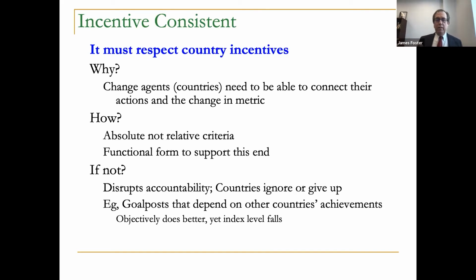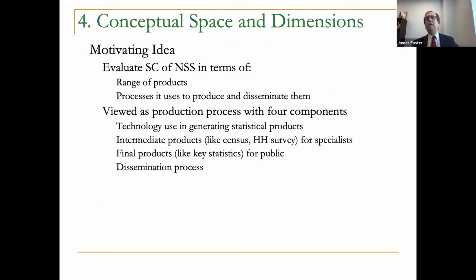There have been many cases where the goalposts change on countries and they say, forget about it. I'm not going to bother trying to improve this because I can just attribute it to having changed due to the way that the measure has been restructured over time. If you have a good functional form to support this particular characteristic, then good things can happen. If not, it disrupts accountability. Countries ignore or give up. As I said, goalposts that depend on other countries' achievements can really mess things up. Yes, a country does objectively better in many dimensions, and yet the index registers a downward change. It's worse. I don't know if Pali can tell us if he's faced that situation, but I expect that many countries have faced it with certain measures. So those are the desiderata.